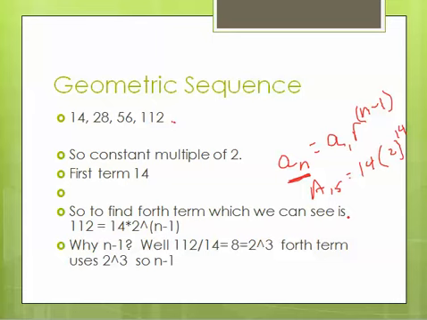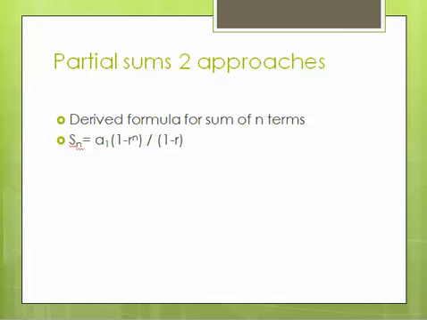Times 14 gives me that my 15th term would be 229,376. That's a huge number, but it's a geometric sequence. They grow very, very, very, very fast. A couple of good examples in the lessons, so make certain you're reading those lessons.